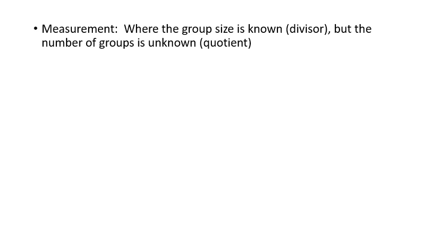Okay, so there are two models of division that we're going to be talking about. The first one is what we call the measurement model of division. In this model, the group size is known, but the number of groups is unknown. We'll look at a couple of examples of this one and of the other model, which is on the next slide. But let's take as an example a word problem. Let's say that we have 18 candies.